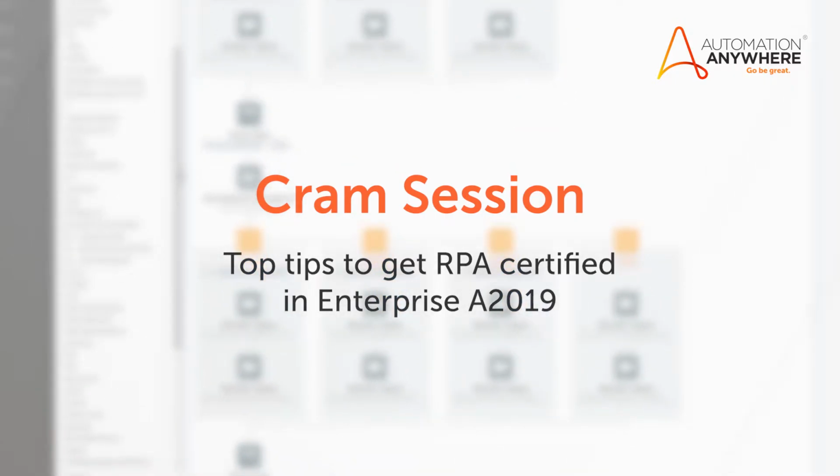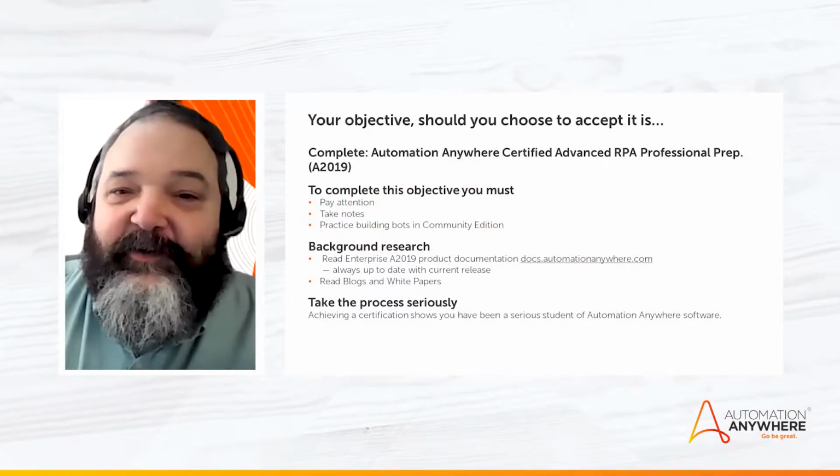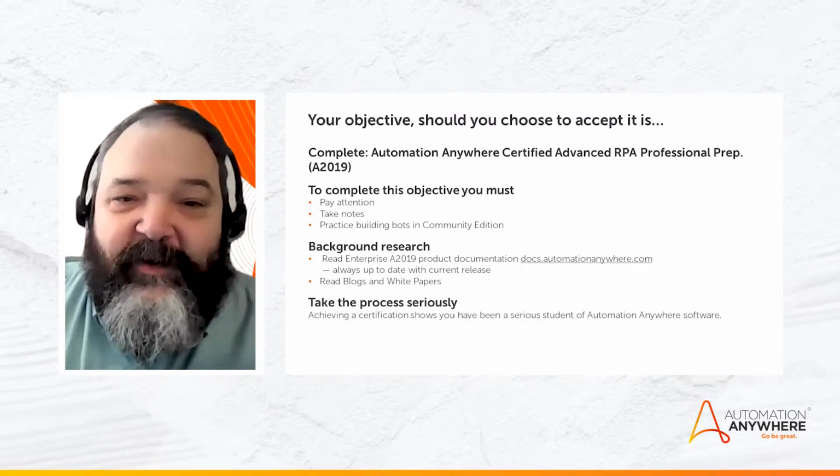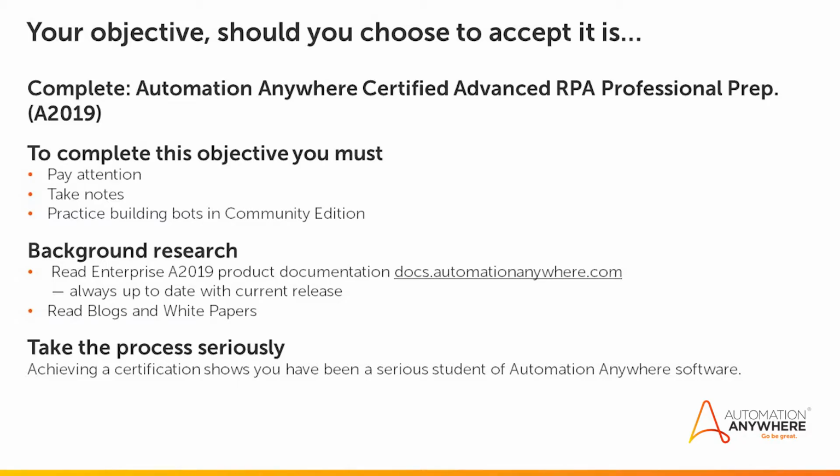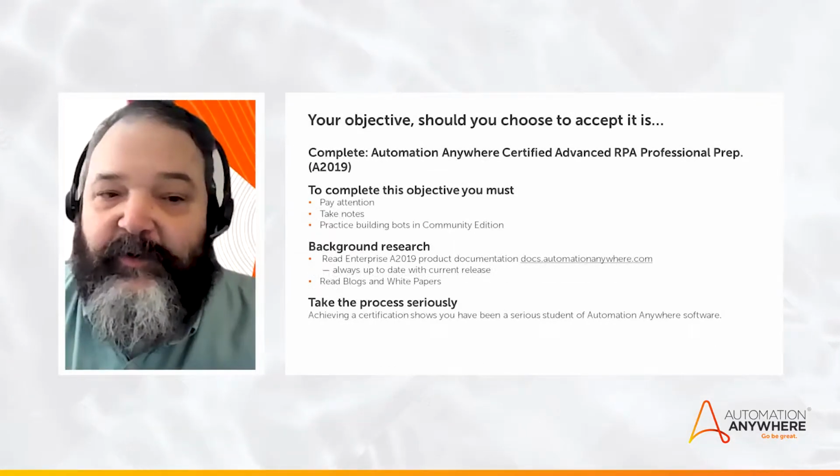So let's get started. Your objective, should you choose to accept it, is to complete the Automation Anywhere Certified Advanced Professional. To do this, you want to pay attention to all the e-learning and learning trails we have prepared for that goal. You want to take notes while you're going through those exams and the e-learnings to make sure that you have put things into your own thoughts and your own language. Practice building bots in Community Edition. It's a free resource for you to be able to use our tool and engage with our tool so you can understand the process of building bots.